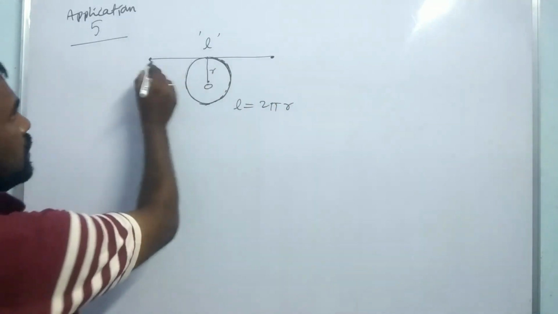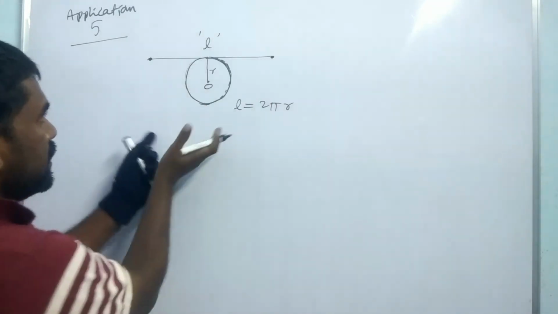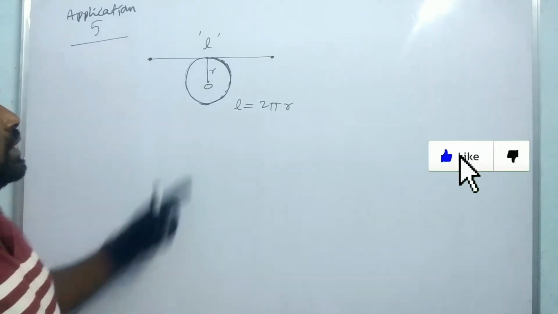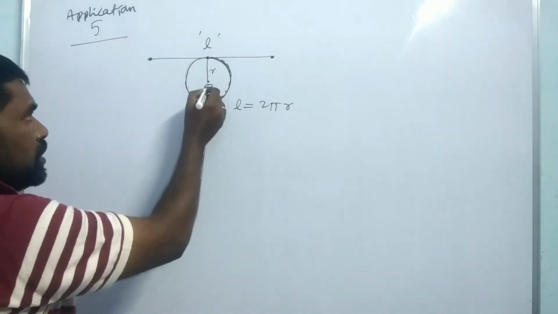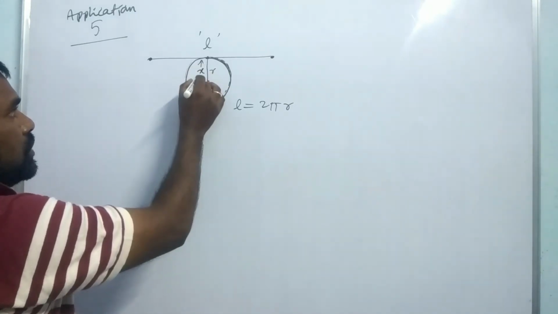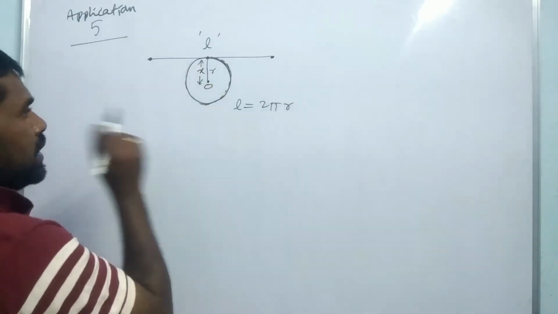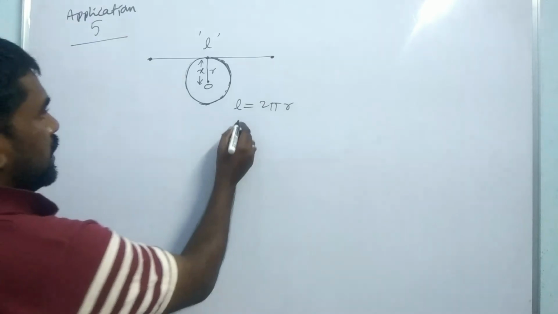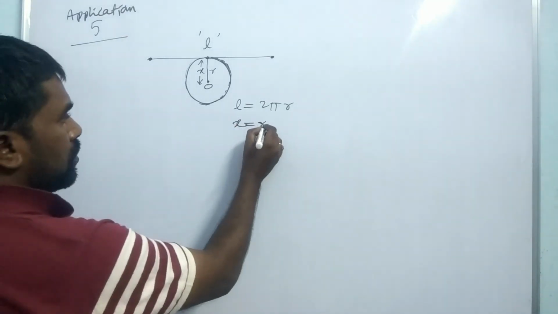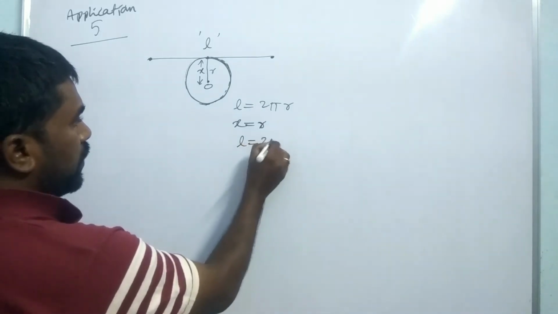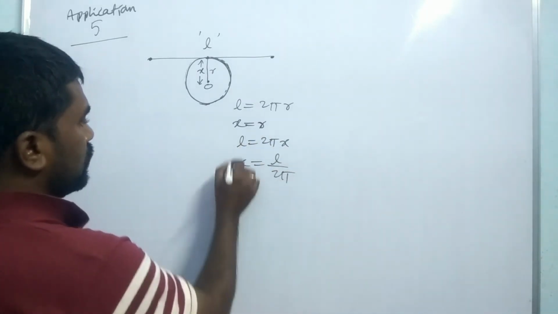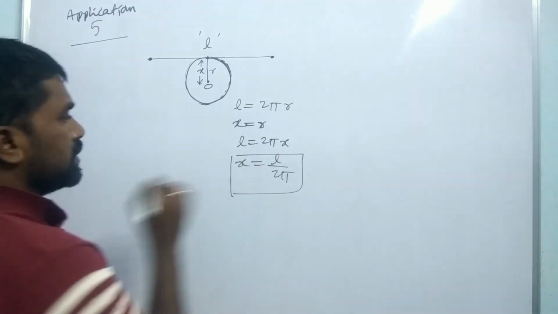At first it is a straight wire. It can be bent in the form of a circle. Then the center of mass is shifted to this point. This is x, the shift of the center of mass, where x is always equal to r. So L is equal to 2 pi x, where x is equal to L by 2 pi. This is the shift in the center of mass.